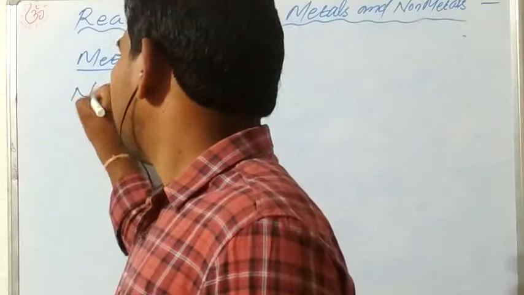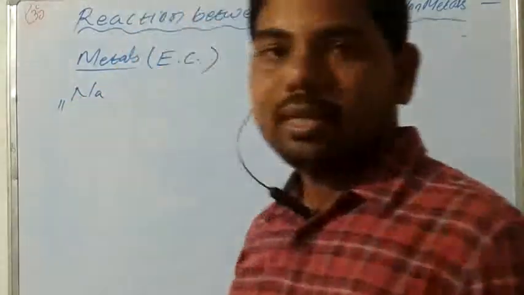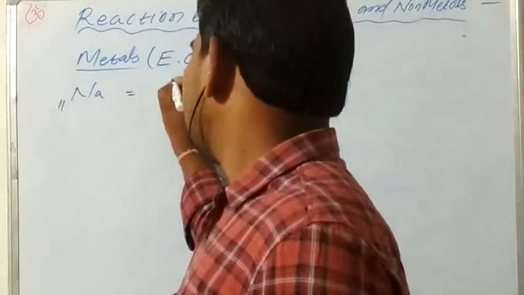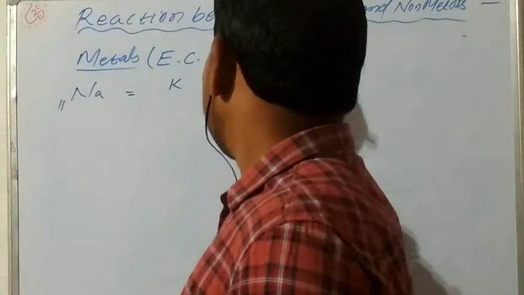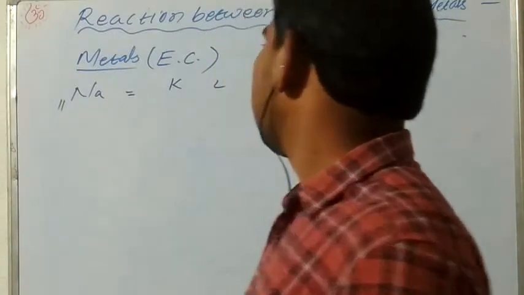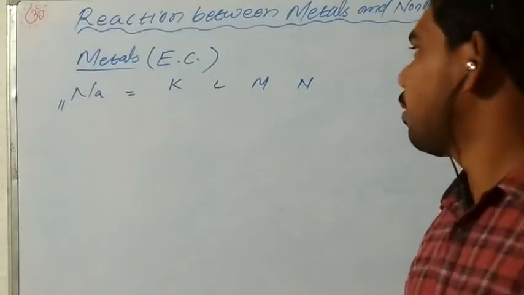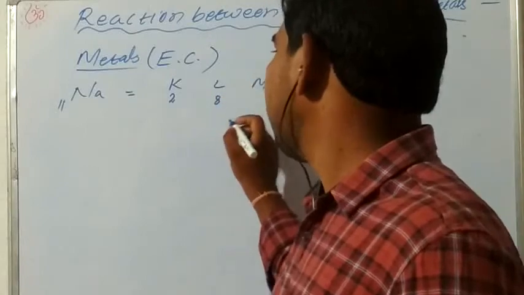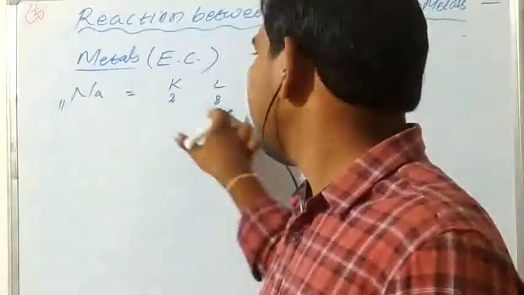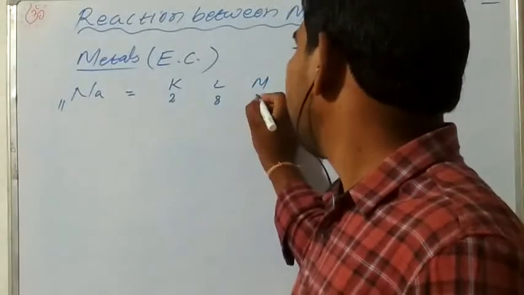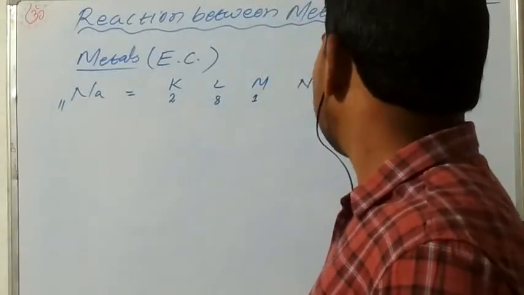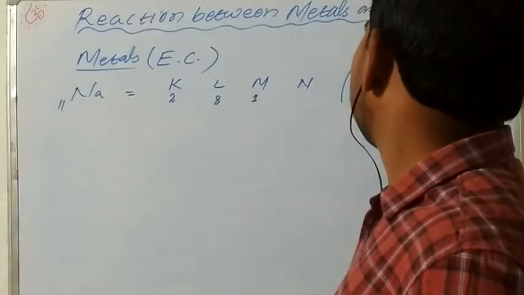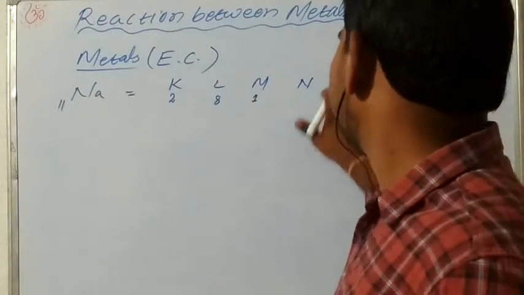For example, what is the atomic number of sodium? It is 11. So 11 electrons are arranged in the shells K, L, M, and N. K, L, M, and this is the fourth shell or orbit. Here the first shell has 2, the second has 8. Total 11 electrons: 2 and 8 means 10 are over, then the remaining 1. So the electronic configuration is 2, 8, 1. The electronic configuration of sodium is 2, 8, 1.